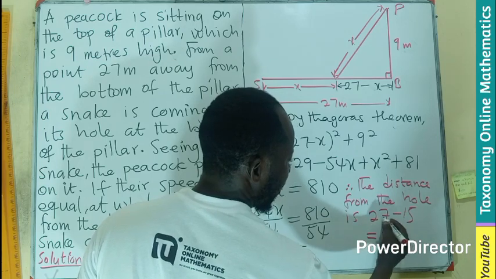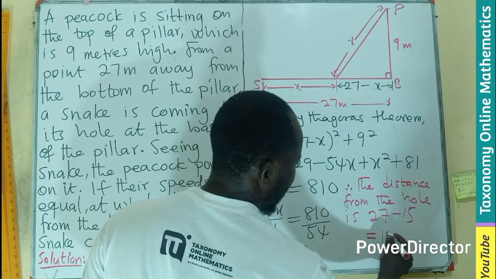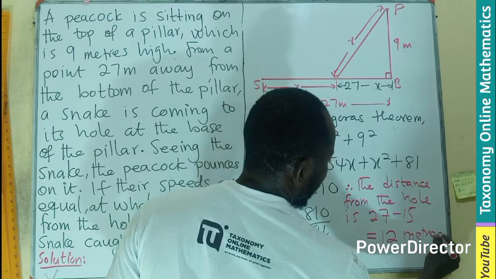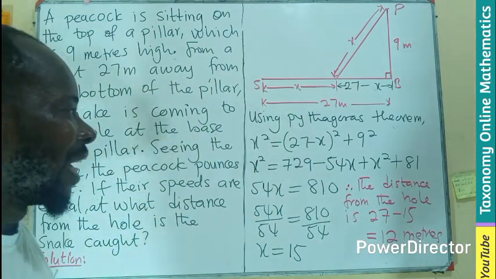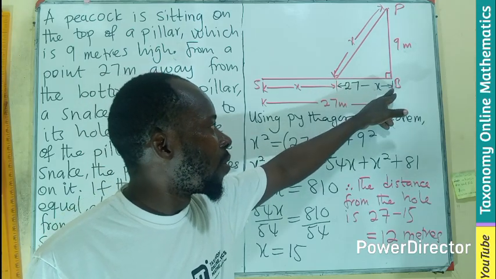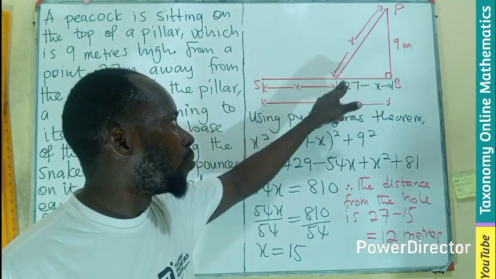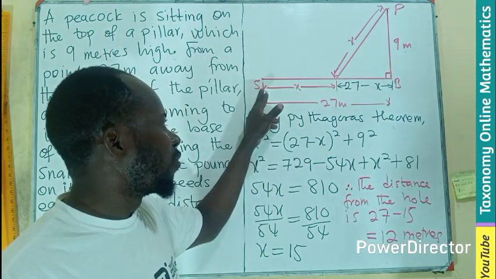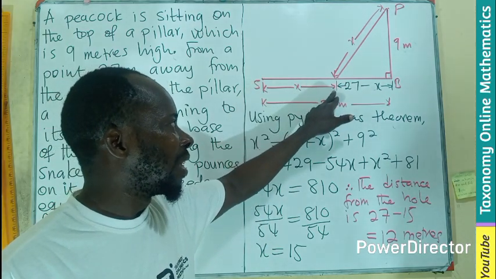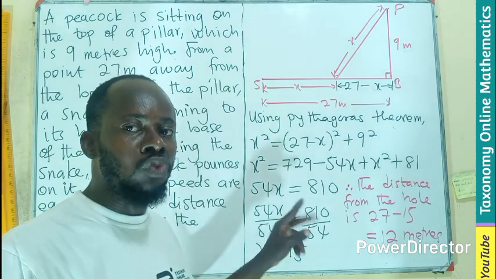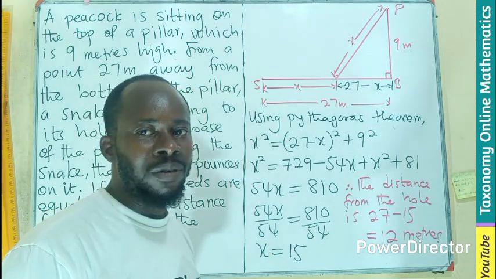And that will give us 12. So the actual distance from the hole to where the peacock meets the snake is going to be 12 meters. But the distance from the snake's starting point to where the peacock caught it is going to be 15 meters. So the two come together to give you 27 meters.